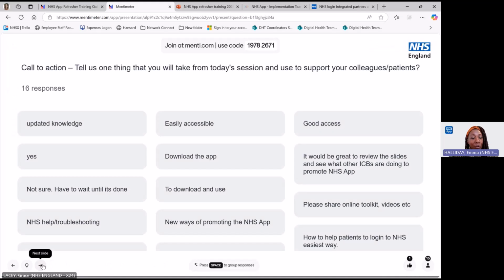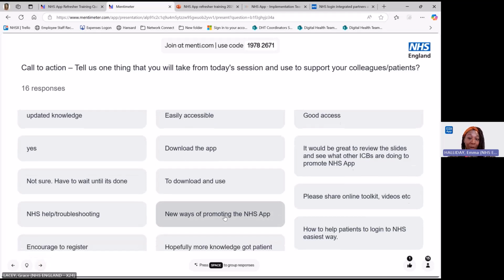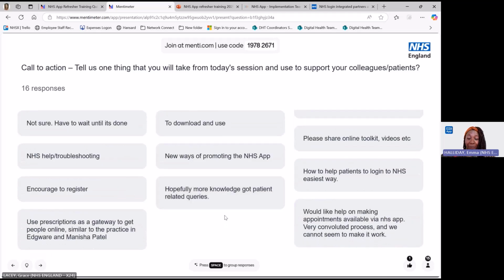And I think we have got one last question. It's a call to action. We want to know what one thing you'll take away from today's session to be able to use to support colleagues or patients. It may be you're the only one in the practice that is attending and you're going to be taking the information back. So this is really fantastic.